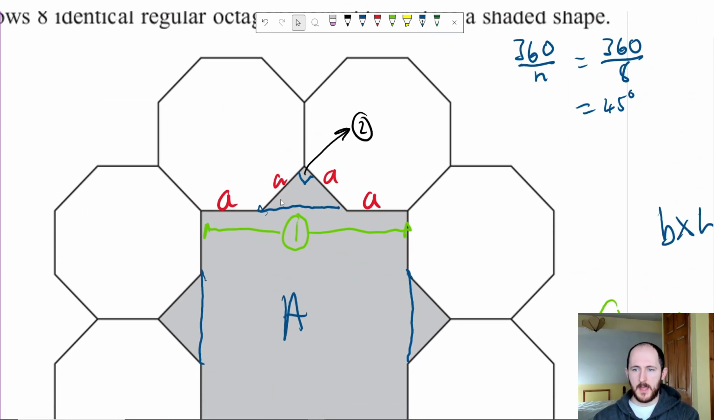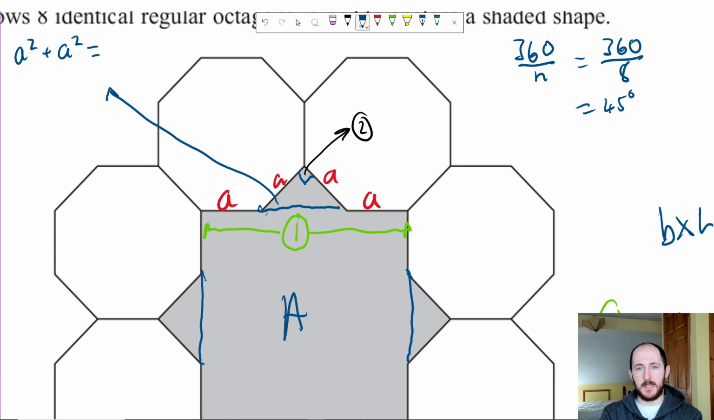Well, this opposite side, because it's opposite the right angle, is the hypotenuse of this triangle, which means this blue length is just going to be, if we use Pythagoras, a squared plus another a squared equals that opposite side there, which, let's just call it x for now, x squared. Which means we have 2a squared equals x squared, which means x is equal to root 2 a. So that's what that length is there.